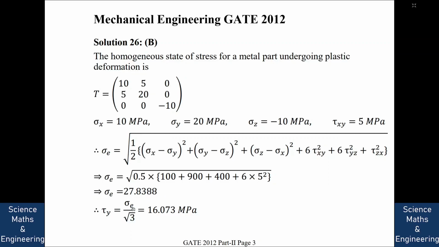Now tau y is how much? Sigma e divided by root over 3. So this is equal to then 16.073 megapascal. Okay. So we'll go to the next question.